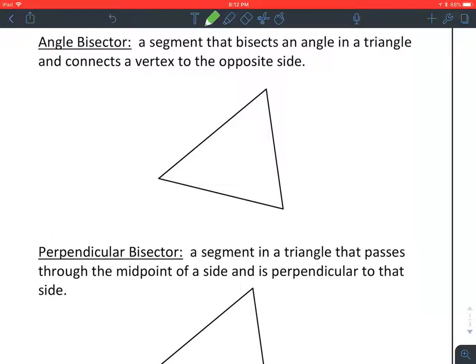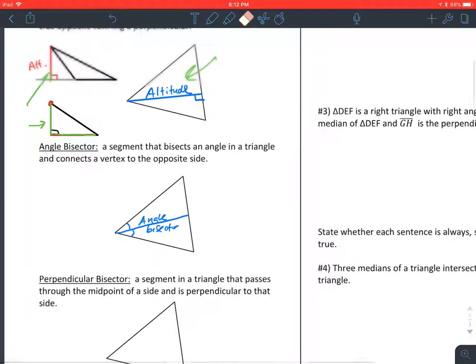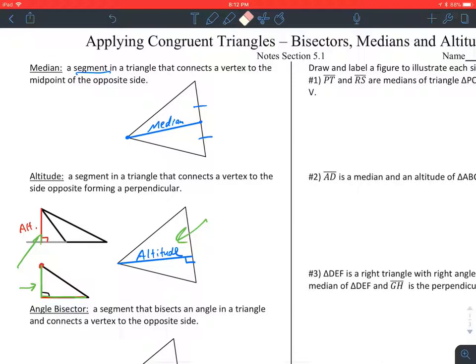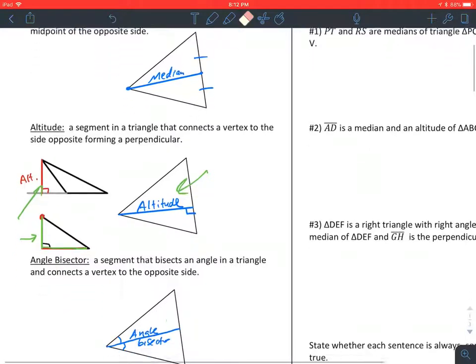Angle bisector. A segment that bisects an angle in a triangle and connects a vertex to the opposite side. So let's say that this angle here gets cut equally by this blue segment. This blue segment is an angle bisector. Remember that one dash on each of these means that they are the same. So an angle bisector, an altitude, and a median, what they all have in common is that they are a part of a triangle and they go from the vertex to the opposite side.